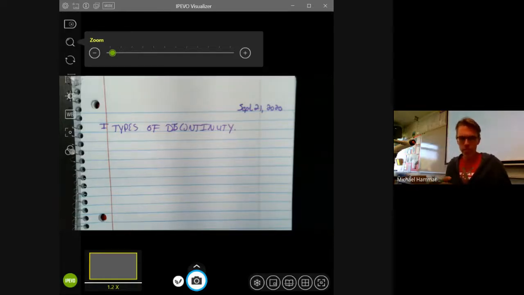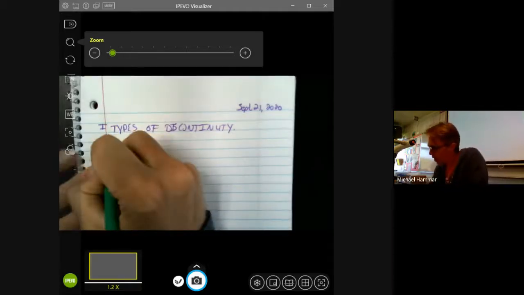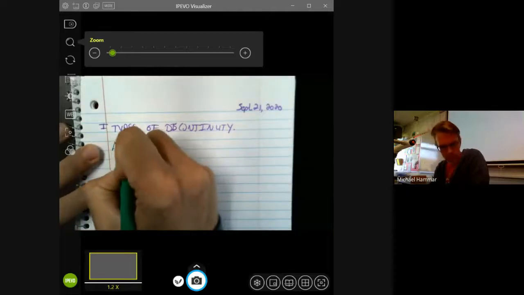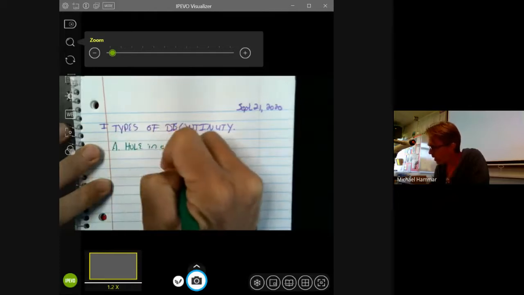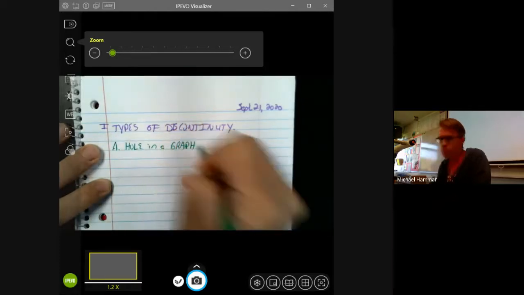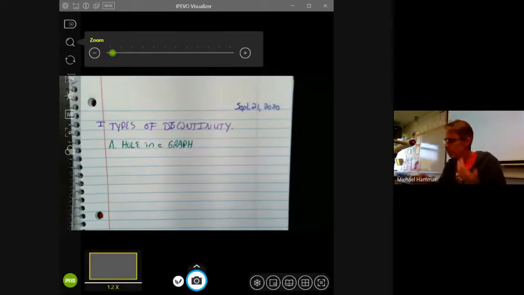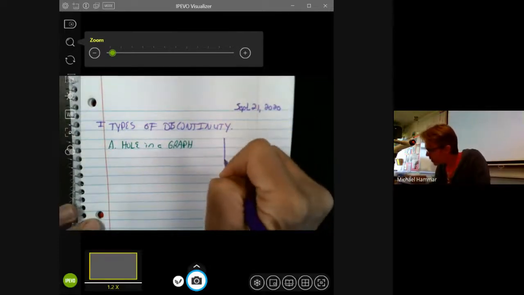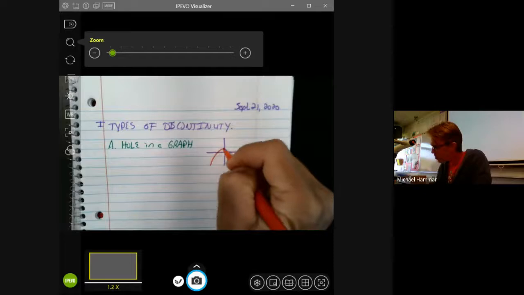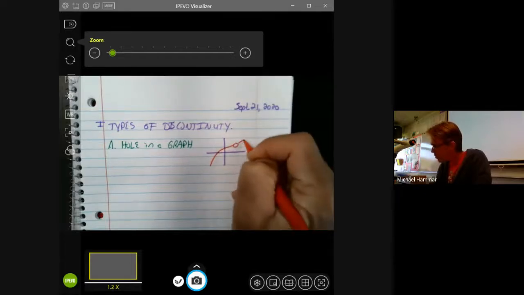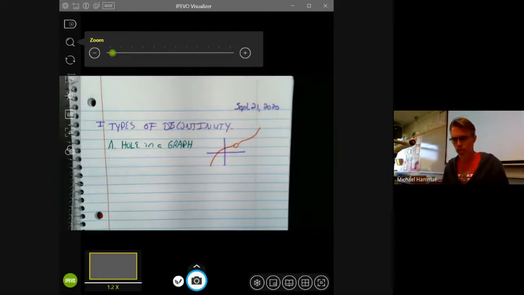So the first one is the one that you have seen most often, and we have actually started doing some work with it. The first one is the hole in a graph. Okay, so graphically, you should kind of know what that looks like. So graphically you would have something going like this. There would be a space, and then it would continue on. Okay, so this is one type of discontinuity.